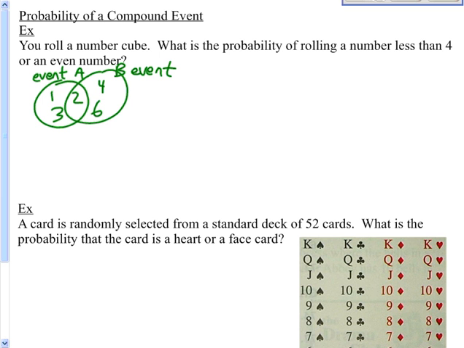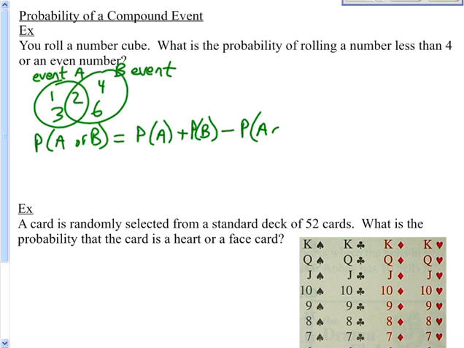Can you see how this is a compound event? This is not mutually exclusive. They both share the 2 there, okay? So the probability of A or B is the probability of A plus the probability of B minus the probability of A and B.